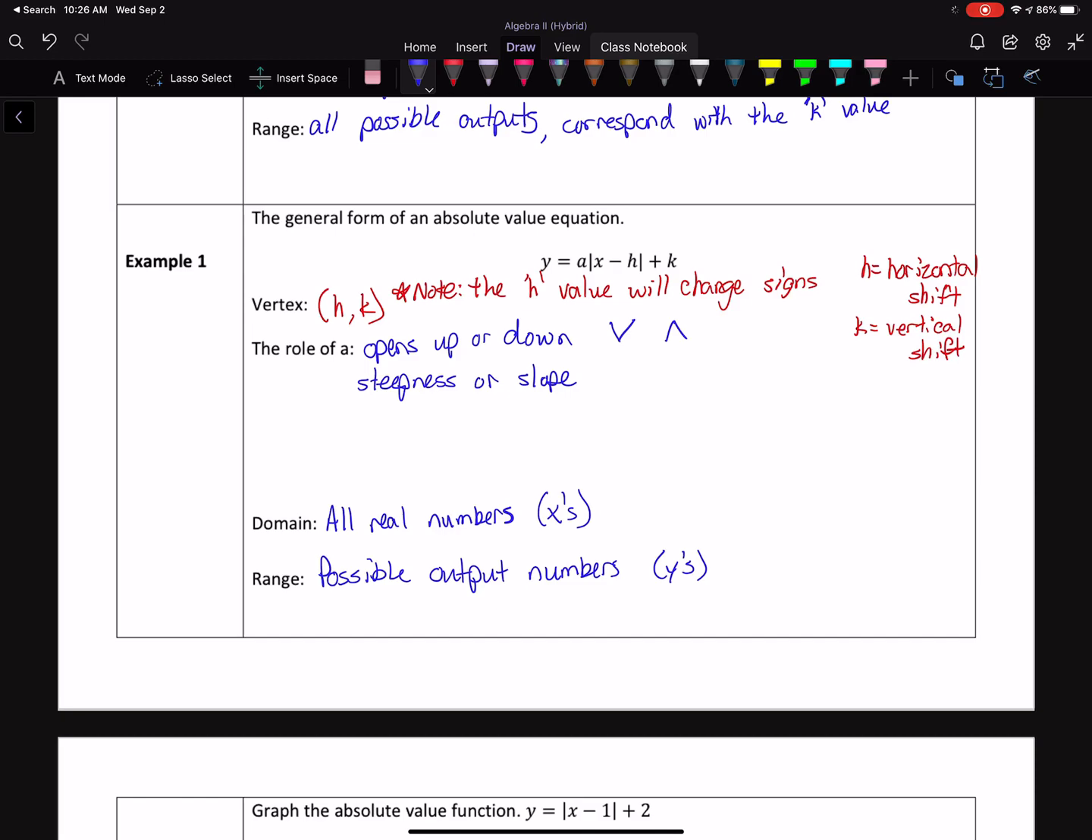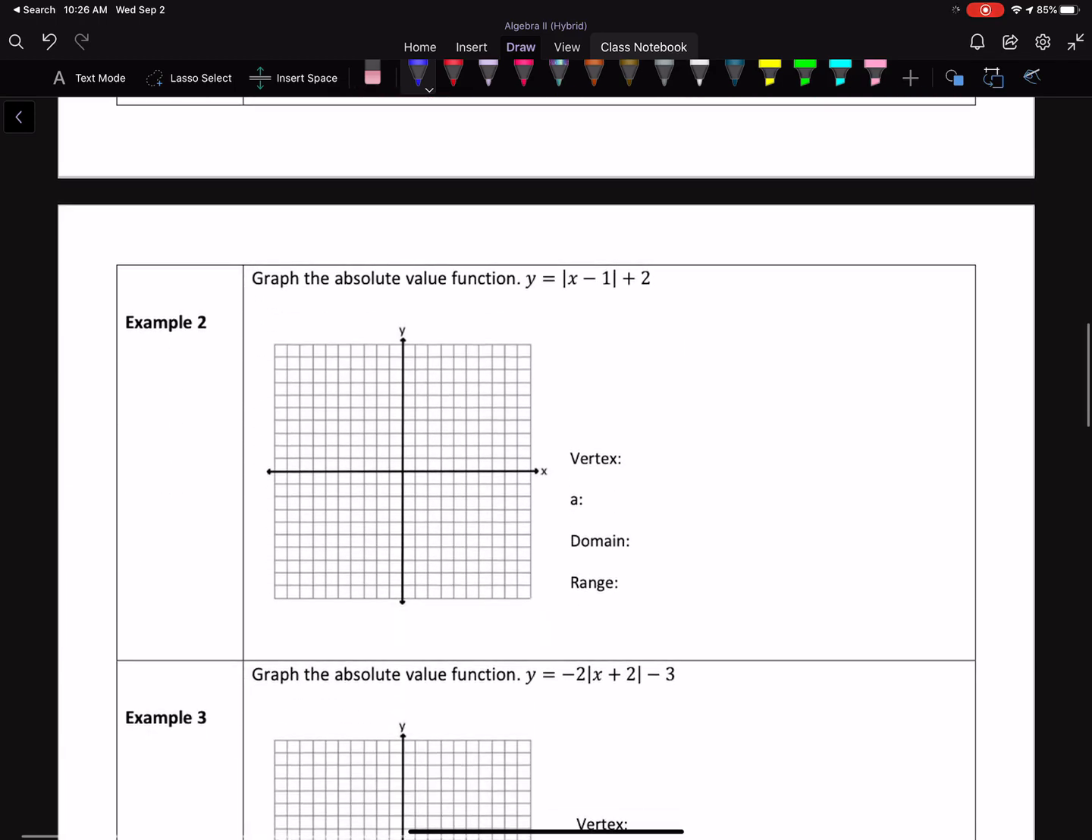So finding your vertex, using a as almost your slope, and then determining whether your graph's going to open up or down is going to be the main part, and then we'll just have to determine our domain and range. So here we go. We start off with an actual example. Graph the absolute value function y equals the absolute value of x minus 1, plus 2.